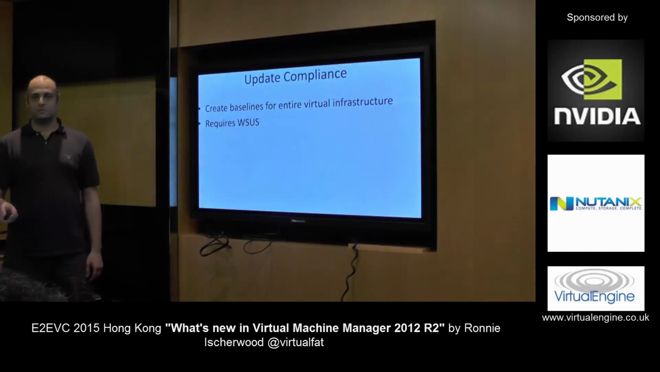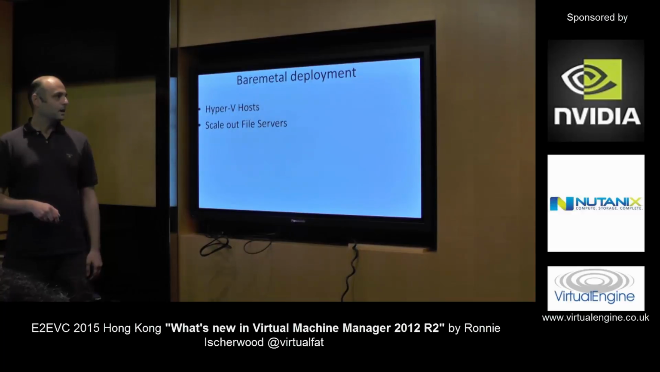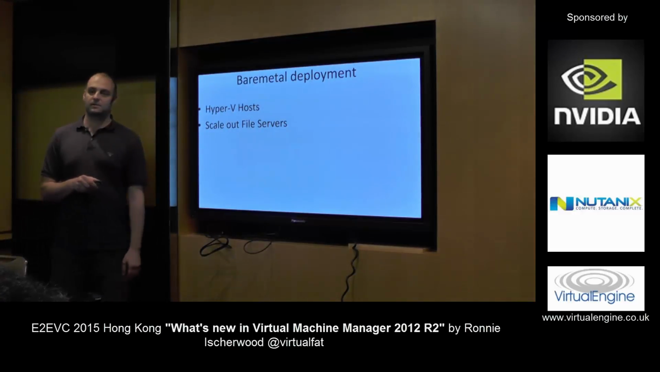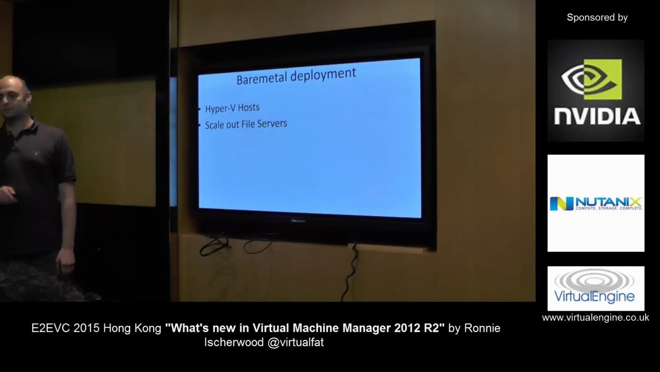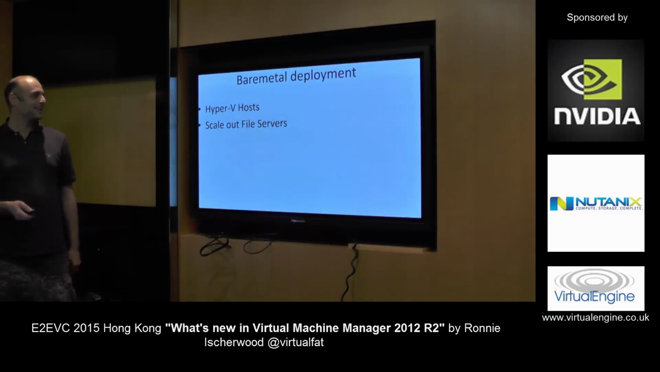Update compliance we talked about already. Bare metal deployment we talked about. Also includes scale out file service. So you can deploy your scale out file service from VMM. Why you would want to do that is you can run your VMs from Windows 2012 R2 over SMB3. So you can deploy your own storage.